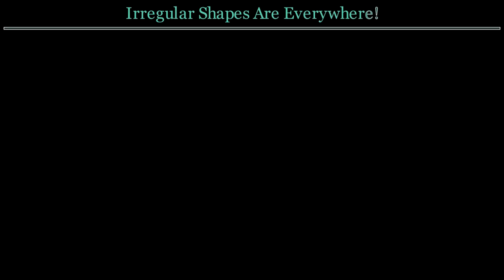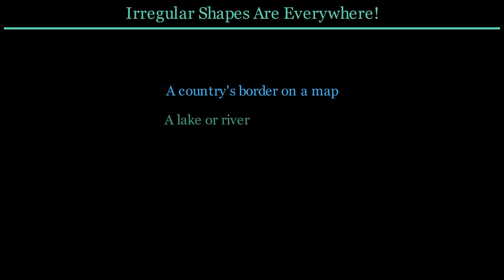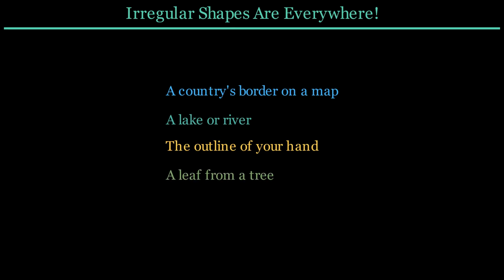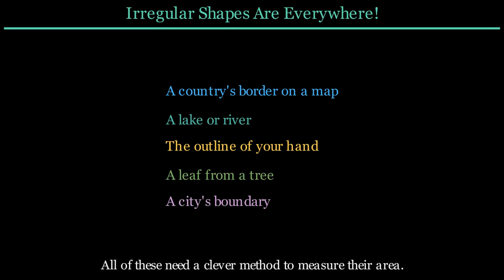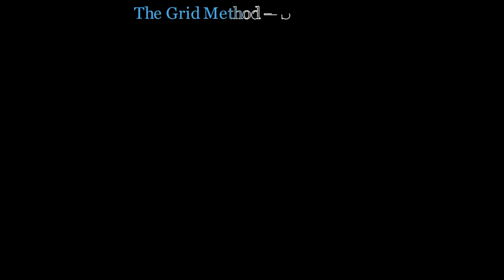Irregular shapes are everywhere around us. A country's border on a map, a lake or a river, the outline of your hand, a leaf from a tree, a city's boundary on a satellite image. All of these are irregular shapes, and all of them need a clever method to measure their area. The method we use is called the grid method.